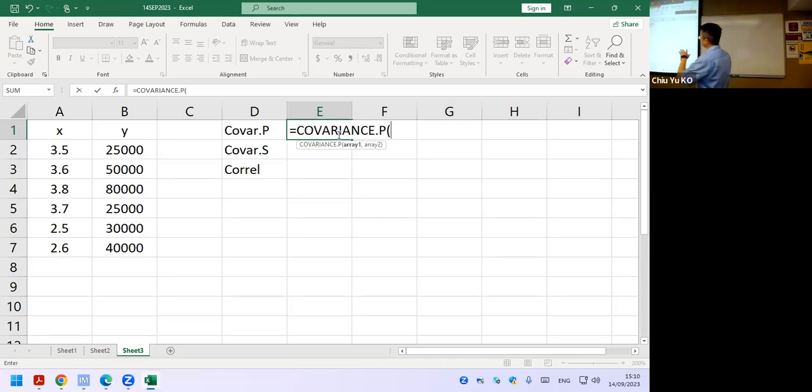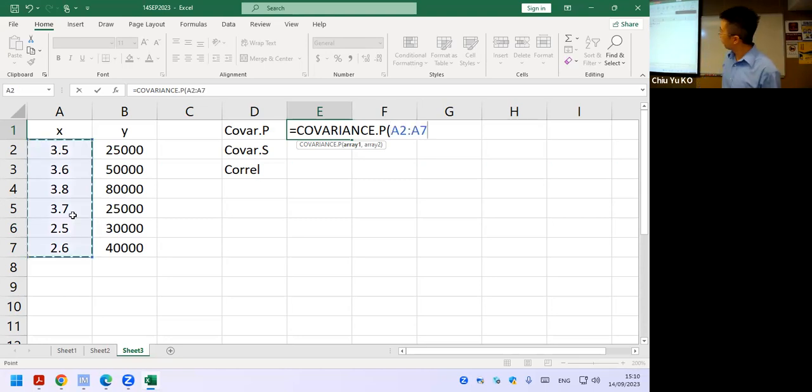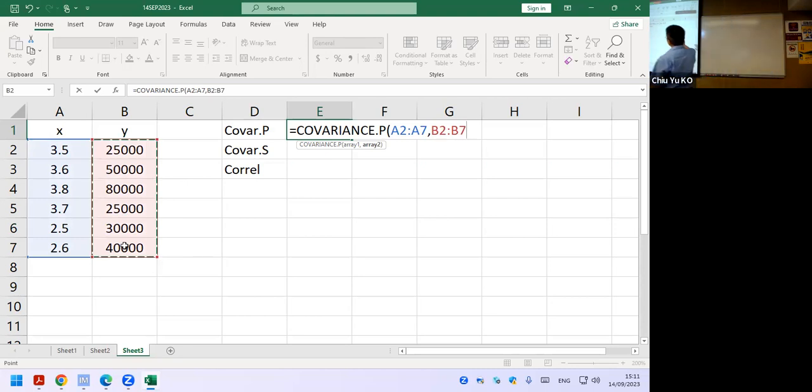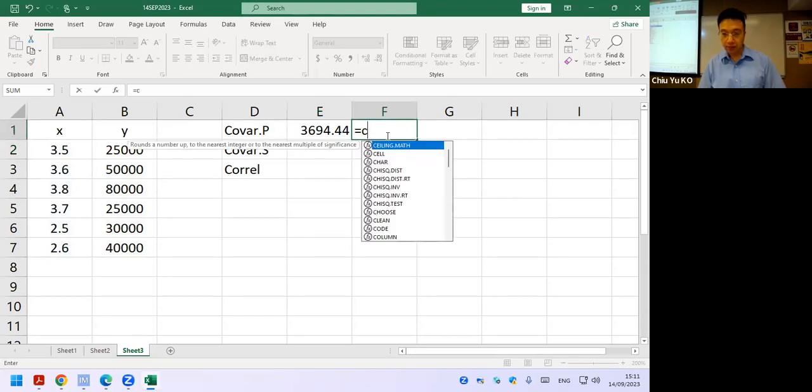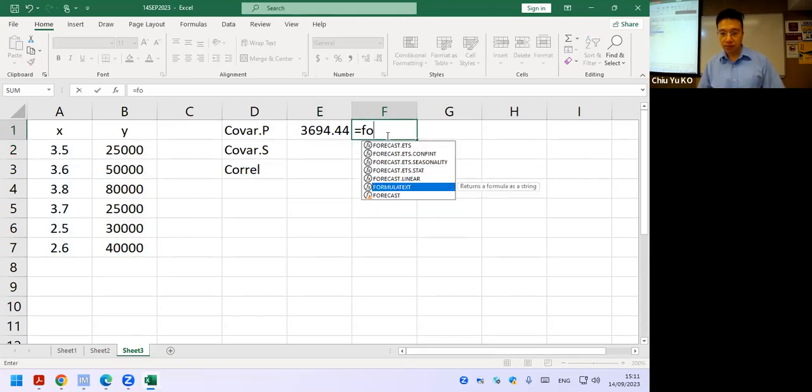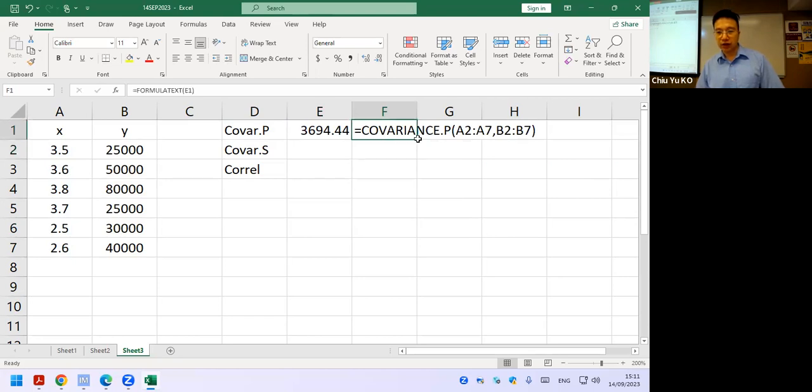And here we have to input two arrays. So we have to input the first column and the second column. So what we're going to do is highlight A2 to A7 first, and then comma, and then Y. The only difficulty is that there are two series of numbers. So here is the first guy, and that would be the covariance. So this is how I do the covariance.